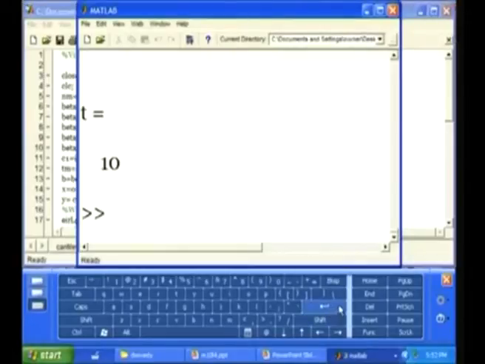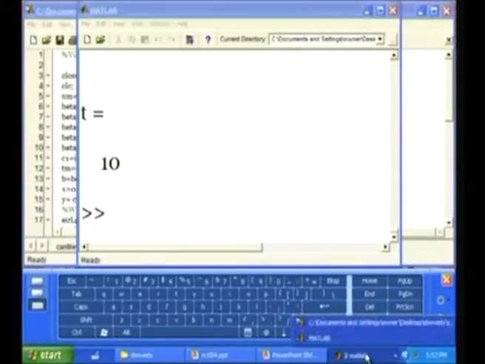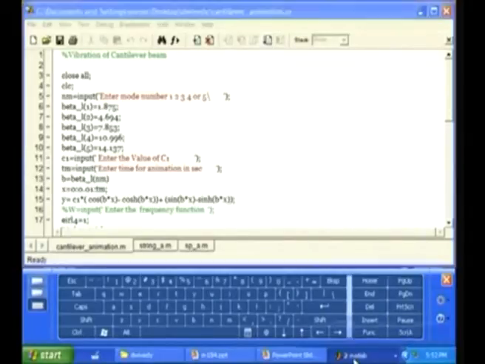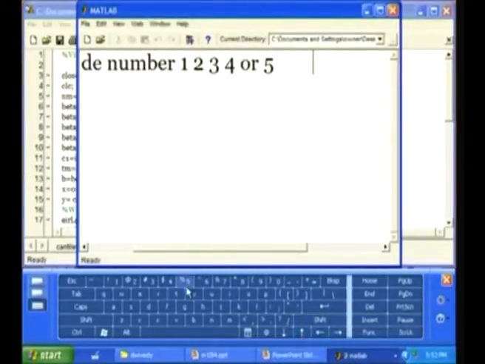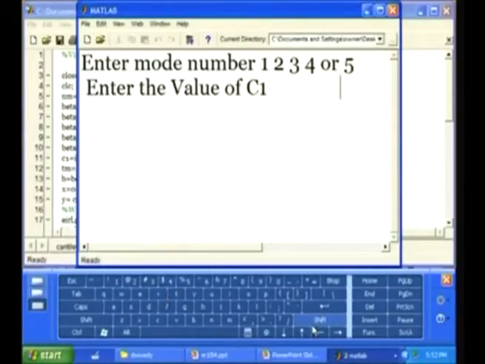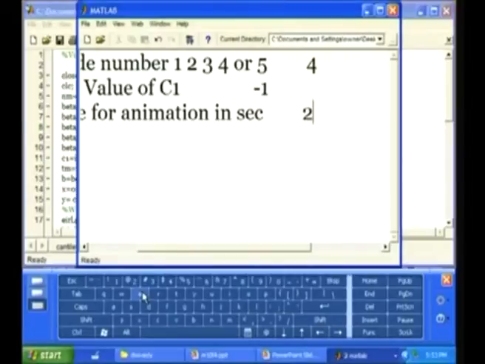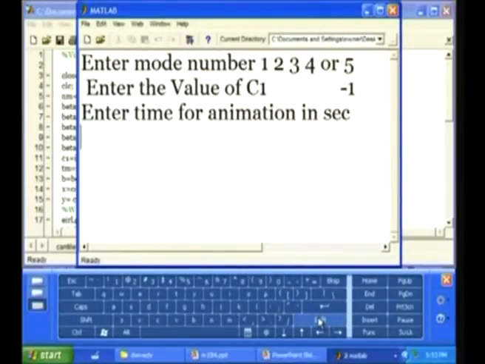So, we will see the fourth mode. In the fourth mode, the mode number I have written is equal to 4, and let us see this animation for 20 seconds.